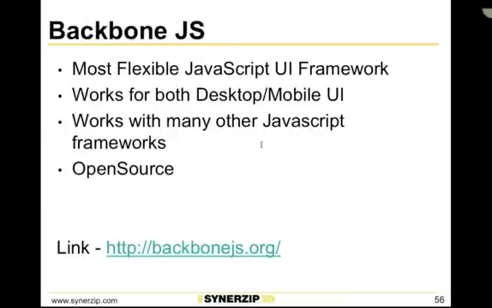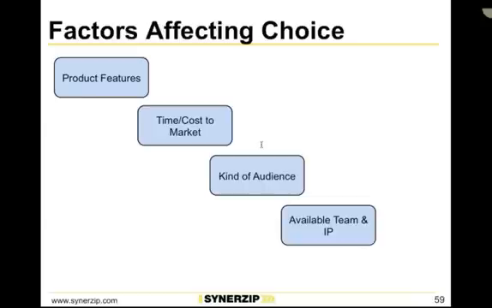Backbone and Sencha Touch come under single page application development frameworks, which are more towards building UI in JavaScript and HTML5. This is the most flexible framework. It works for both desktop and mobile devices. So if you're building a web interface and you want it to run for both desktop and mobile, you can use this because it works with any kind of JavaScript frameworks. This is again open source.